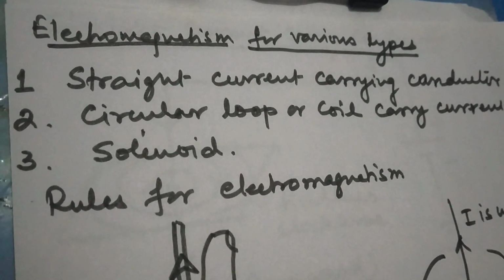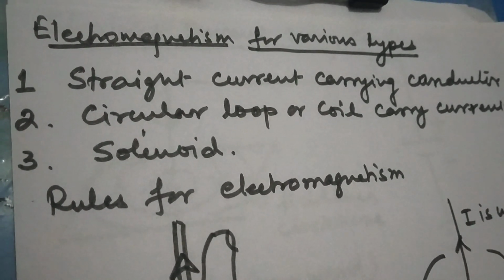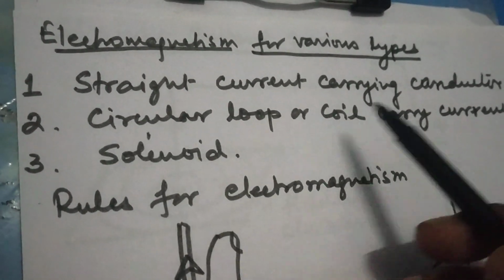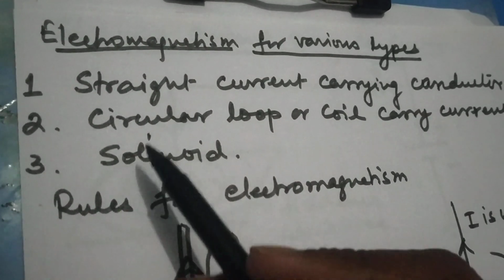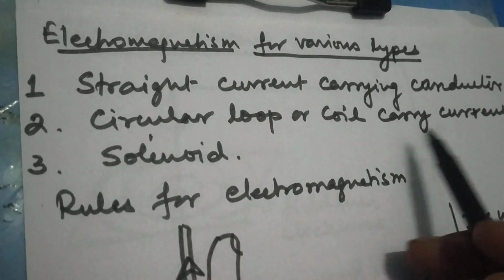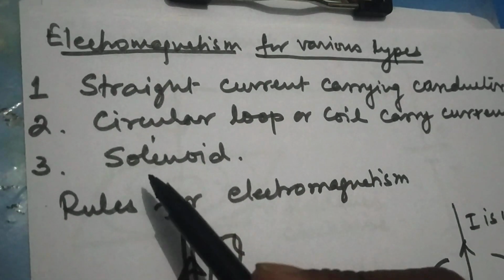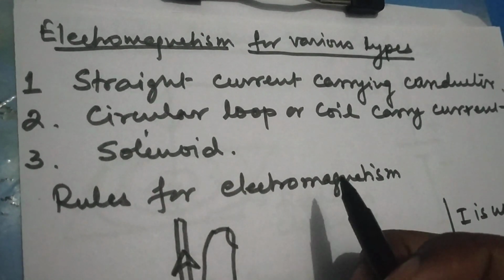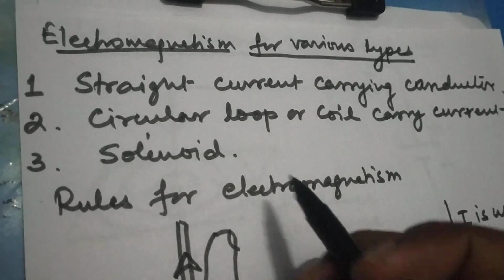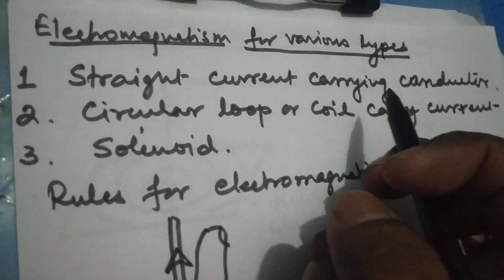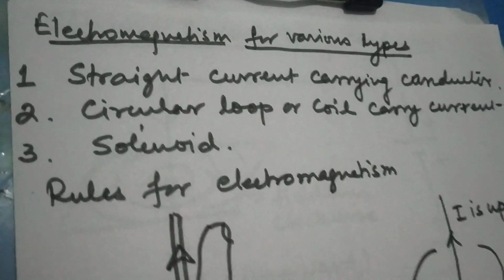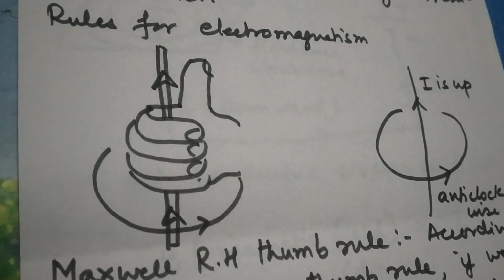So one by one we'll take electromagnetism in each case. First, straight current carrying conductor. Second, circular loop or a coil carrying current. And third is solenoid. Today we will be discussing only the rules of electromagnetism and the straight current carrying conductor. Circular loop and solenoid will be discussed in the next video. So let's take a rule for electromagnetism.